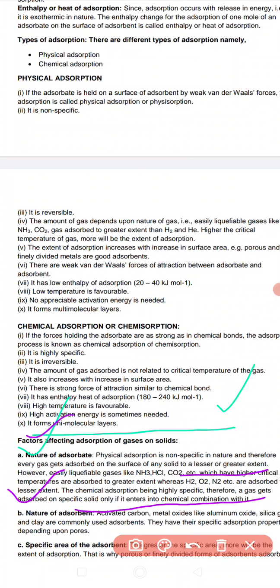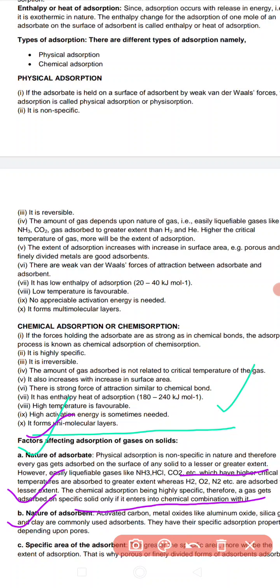After that, the next factor we have is the nature of the adsorbent. Nature of the adsorbent controls the process of adsorption. See, activated carbon, metal oxides like aluminum oxide, silica gel and clay are commonly used adsorbents. They have high specific adsorption properties depending on the number of pores.